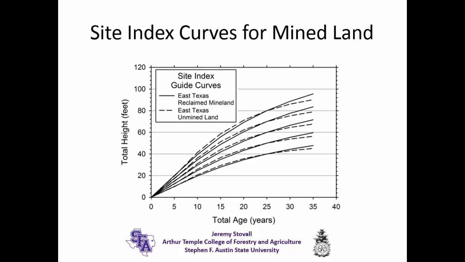And what you can see here, these dotted lines, East Texas unmined land, those are Dean Coble's curves. He's got hundreds of growth and yield plots that have been measured for a long time. In East Texas, that's what we used as our control. So you can see they're pretty similar on an absolute magnitude basis. Of the three parameters, the three regression coefficients, the one that dictated the asymptote of the curve up here was not statistically significantly different, but the other two that dictated curve shape were different. So these curves are different from those on unmined land.